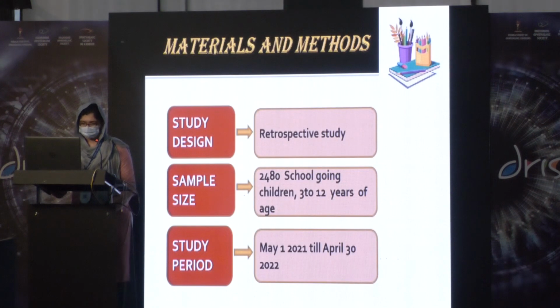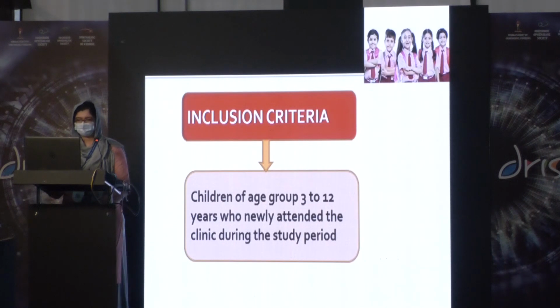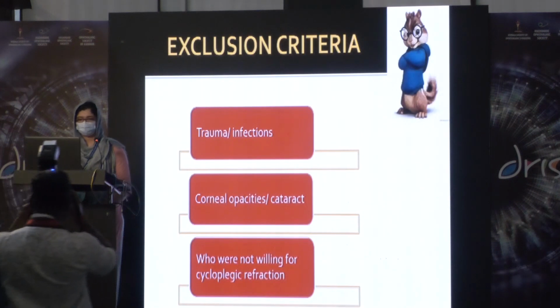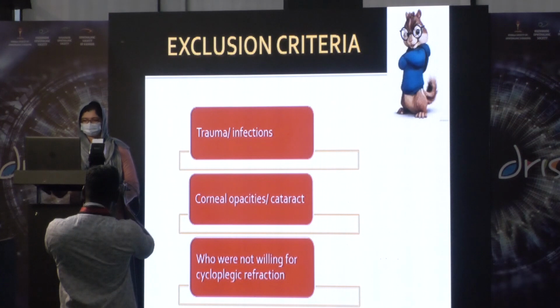Our study was a retrospective study conducted in 2,480 school-going children 3 to 12 years of age from May 1, 2021 till April 30, 2022. The children of age group 3 to 12 years who newly attended the clinic during the study period were included in our study. Those kids who had a history of trauma, infections, corneal opacities or cataract, and those who were not willing for cycloplegic refraction were excluded.